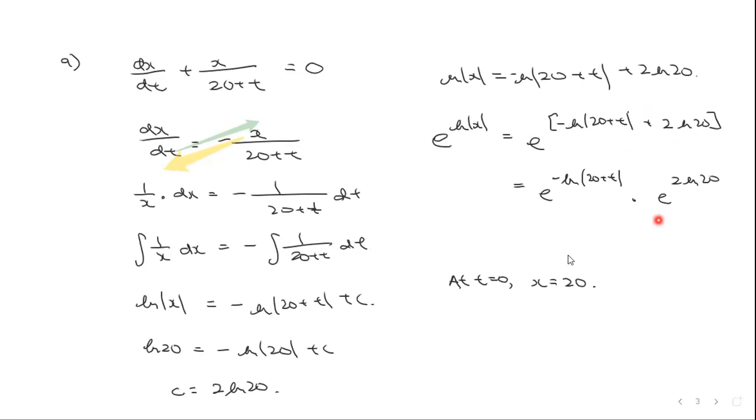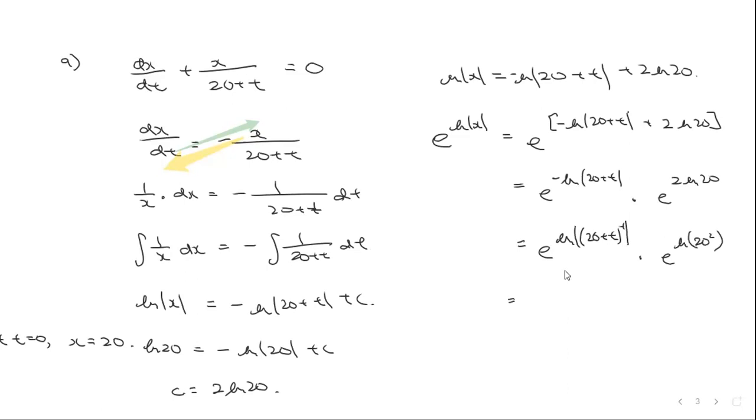Now, you want to be able to cancel the exponential and log, so you put the negative inside the log. So that's log of (20 + t) inverse, times, similarly, log of 20 squared. So the e and the log can cancel. That gives you 1 over (20 + t).